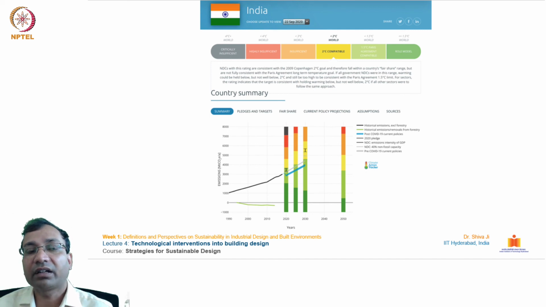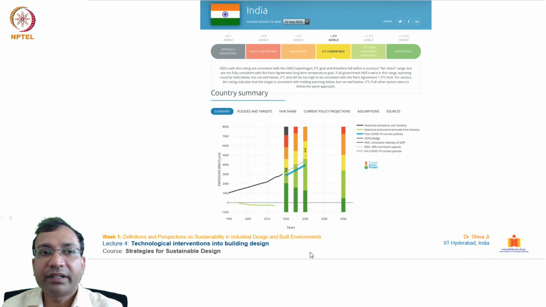Further, if you see over here how India has performed over the years. So I have taken here the country-wise summary of our own country, showing how the emissions are targeted to be brought down over the years. So in this chart, you can see the years are divided here on the x-axis, and on the y-axis we have the emissions in metric tons of CO2. So with this legend you can understand the historical emissions, as they have happened over the years.